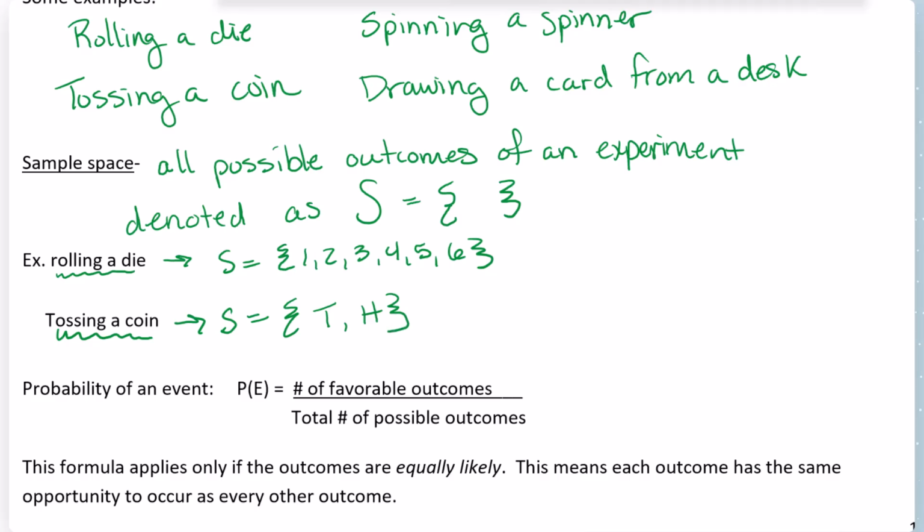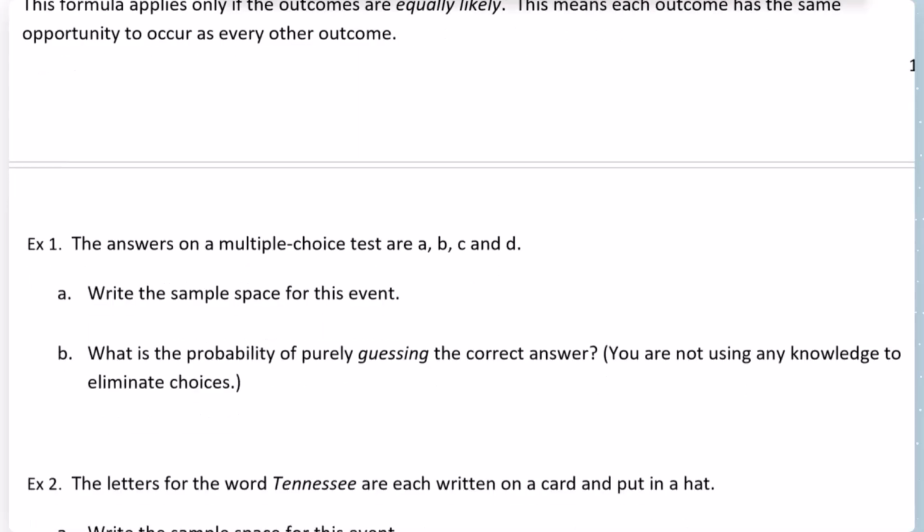All right. So getting our formal definition here for probability, the probability of an event is the favorable outcomes over the total number of possible outcomes. So favorable over total possible. Now, this formula occurs if they are equally likely. That means that each outcome has the same opportunity to occur as every other possible outcome.